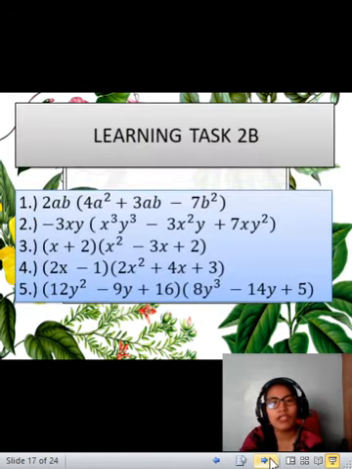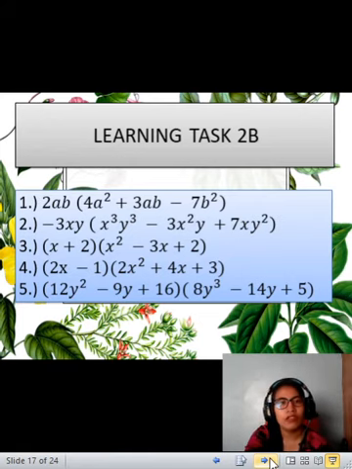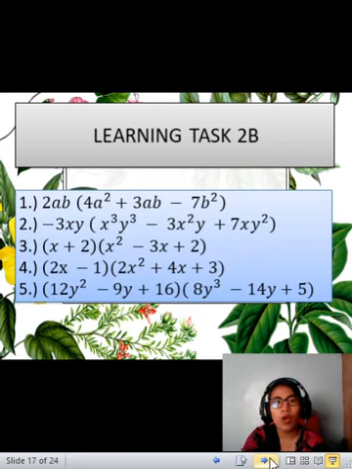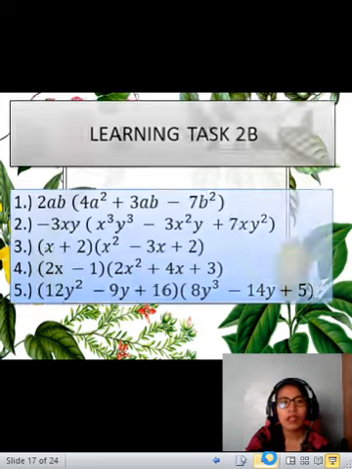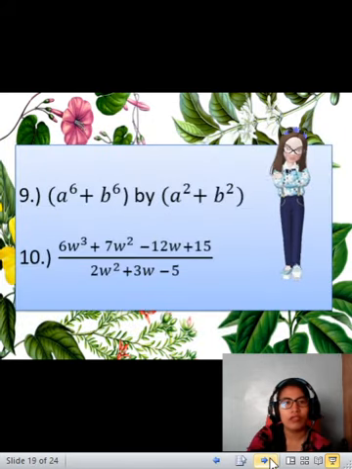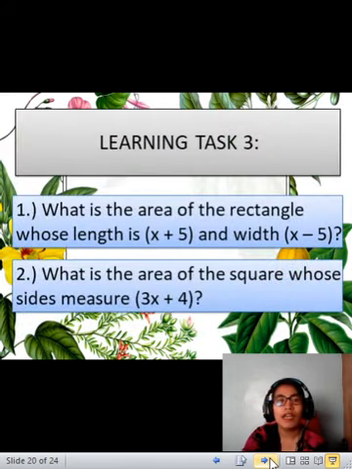Okay, so we have learning task 2B. In learning task 2B, you will apply the operations. From numbers 1 to 5, you will do multiplication. Show your solution again. Numbers 6 to 10 are division. And those are the givens for our 6 to 10. And learning task 3, we have problem solving. I will give you a clue how to solve these problems.